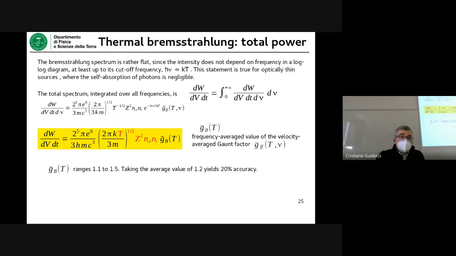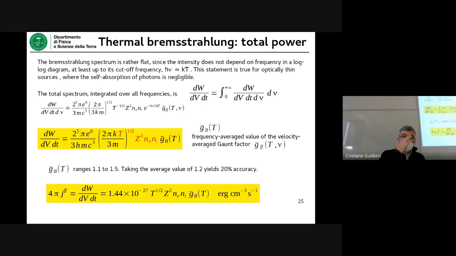And again, this Gaunt factor is a number which is even easier to work with, because it's very close to 1, in particular between 1.1 and 1.2. And if you take 1.2, you have a 20% accuracy. So unless you need a very precise calculation, you can just take 1.2 and that's it.